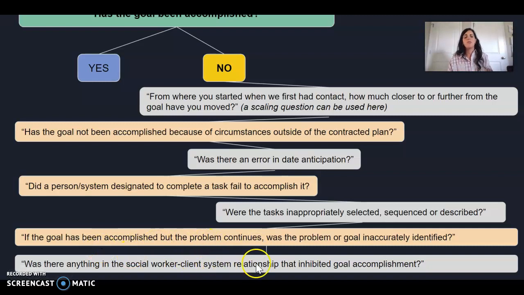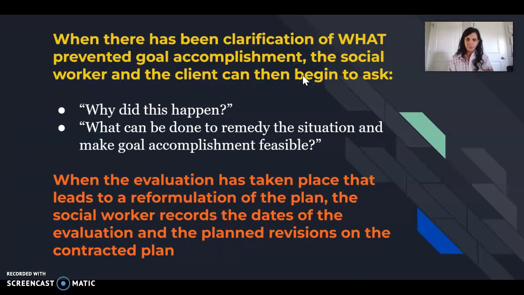And was there anything in the social worker client system relationship that inhibited goal accomplishment? Was the social worker working too hard and enabling the client? Was the social worker not following through on homework check-ins? Did the social worker not provide the client with the resources that would have helped them reach the goal? Or was there some mistrust between the client and the social worker? Was it not a good working relationship? Was there just miscommunication? We want to explore those things as well. So just because a goal doesn't work, it doesn't always indicate one specific thing went wrong. You really want to look at all of this data collection around evaluation.